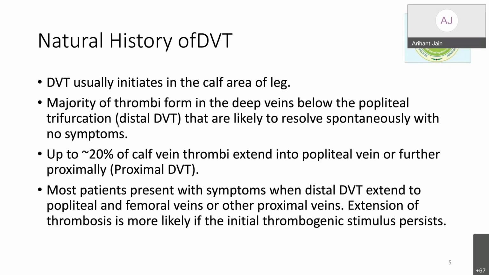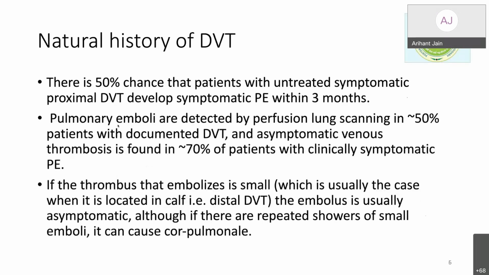Up to 20% of the calf vein thrombi will extend into the popliteal vein or further proximally, and then we call them proximal DVT. And most of the patients become symptomatic only when the distal DVT extends to the popliteal veins and femoral veins or other proximal veins. It is only then that the symptoms of swelling, edema, pain, redness, all those will come. Okay, so extension of thrombosis is more likely to occur if the initial thrombogenic stimulus persists.